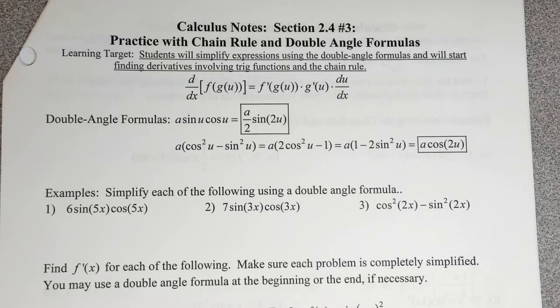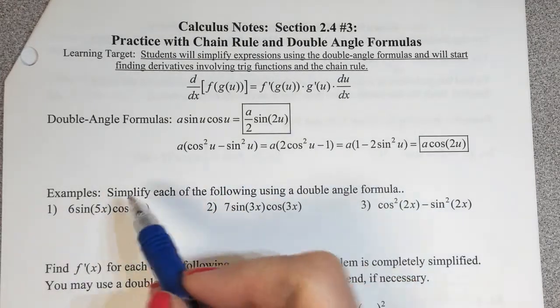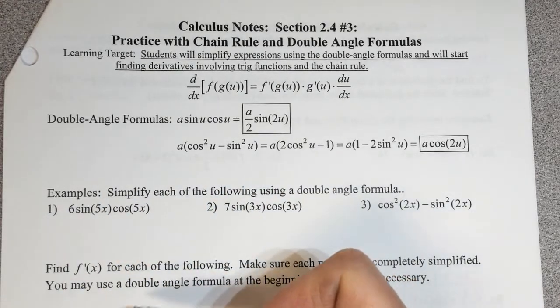We're looking at section 2.4. We're still working with the chain rule. Today we're going to throw in something a little bit more to it though, because we're going to have to simplify these trig functions by using what's called the double angle formulas. So we're still using the chain rule, but at the end we're going to end up with some problems where we have to use this double angle formula.